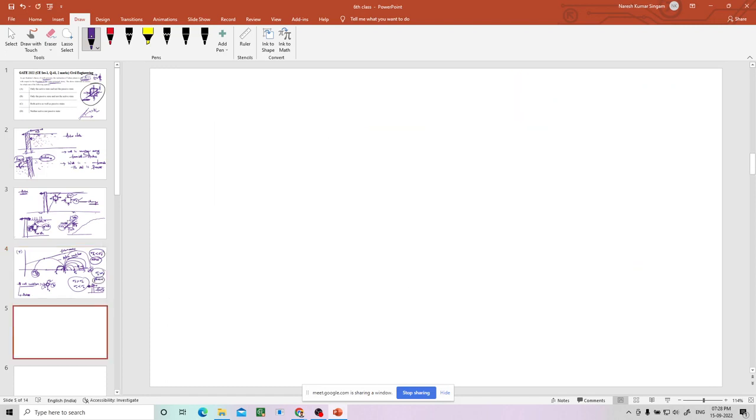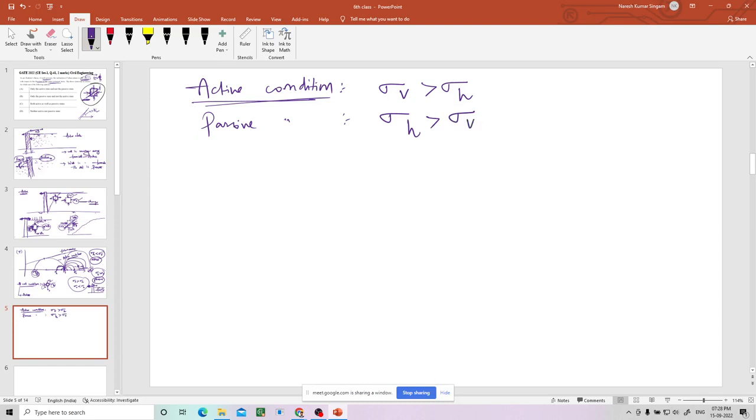So let us go to the new slide. For the active condition, sigma v is greater than sigma h. For the passive condition, sigma h is greater than sigma v. These two are the things.